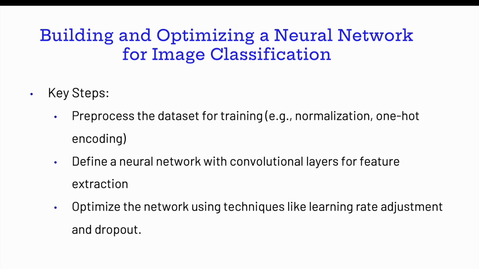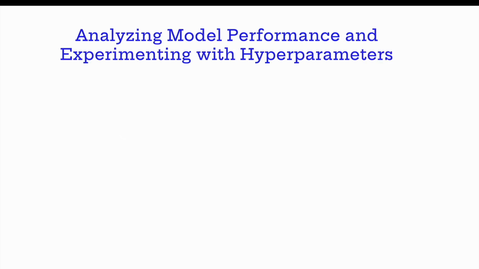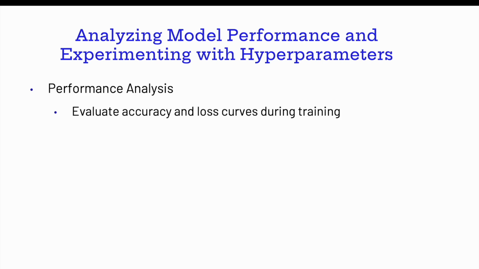And then we optimize the network using techniques like learning rate adjustment and dropout. Let's talk about analyzing the model performance and experimenting with hyperparameters. We'll do performance analysis where we evaluate accuracy and loss curves during training. Then we use the test set metrics to measure the generalization.